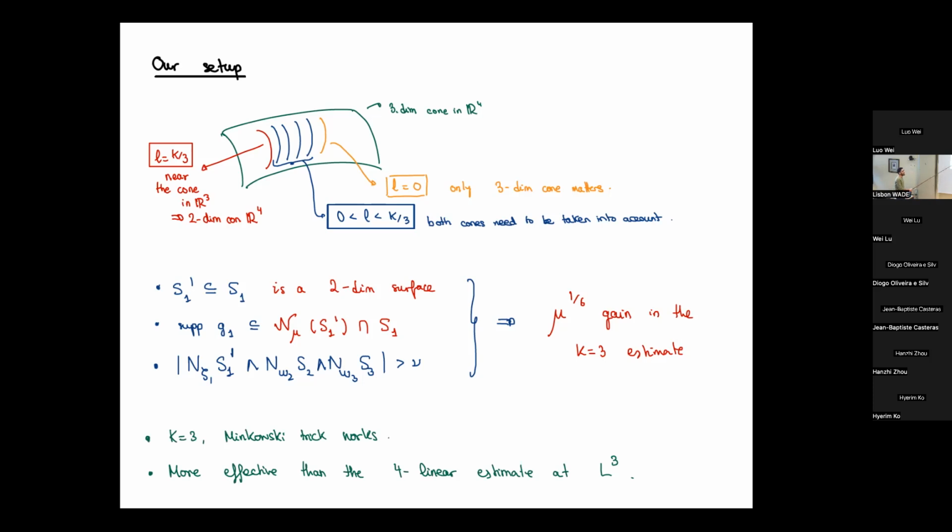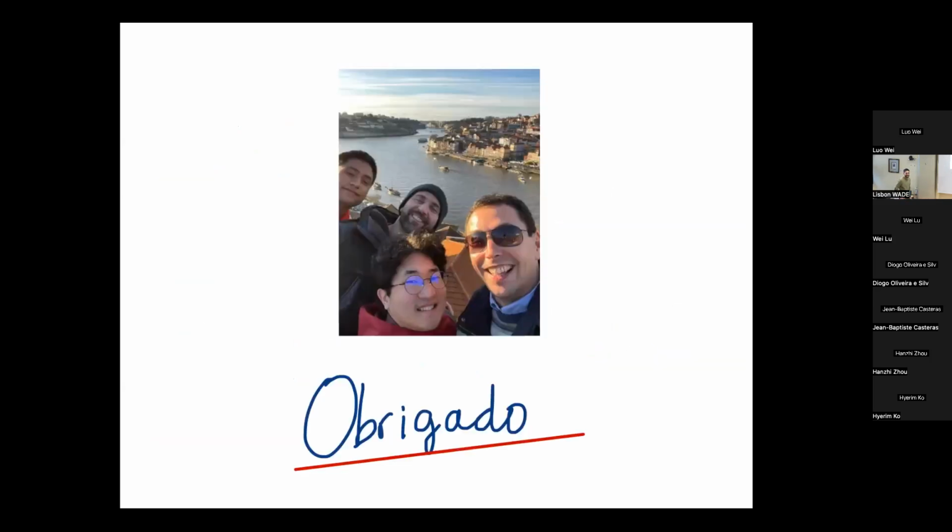And indeed for us, because it's trilinear, the Minkowski trick works. So we don't even have to appeal to the Bejenaru result because it's trilinear. And that turned out to be more effective than the 4-linear estimate of Guth for the purpose of the PLQ problem. Okay, so that's it.